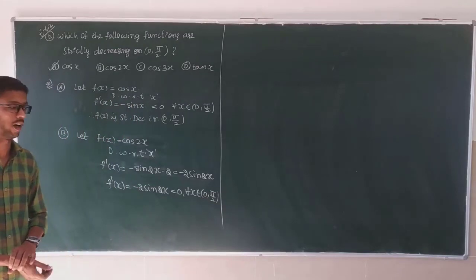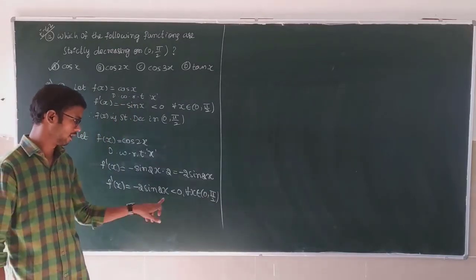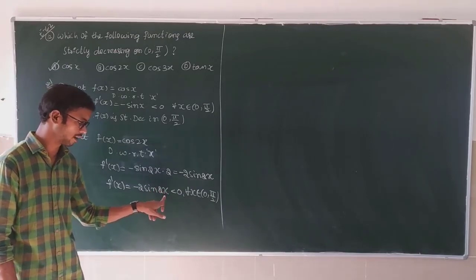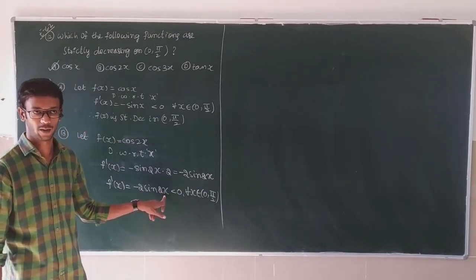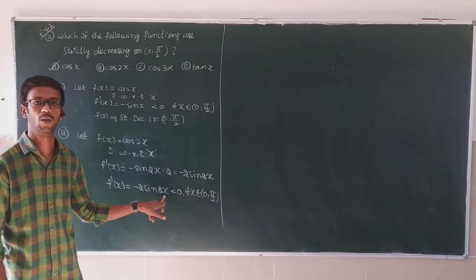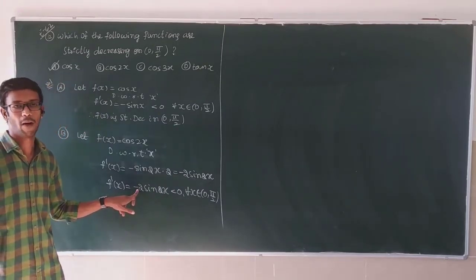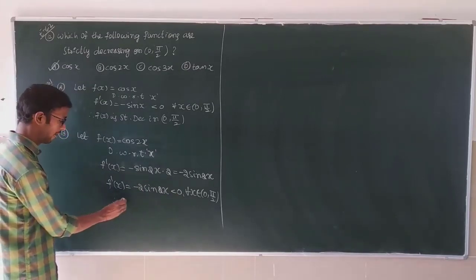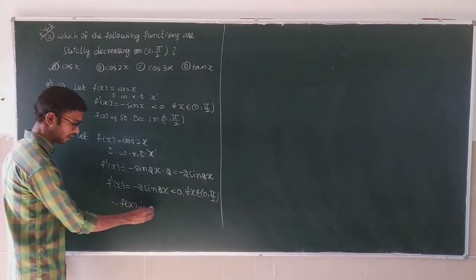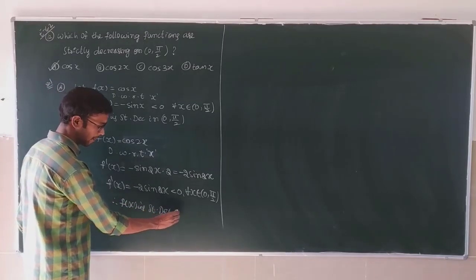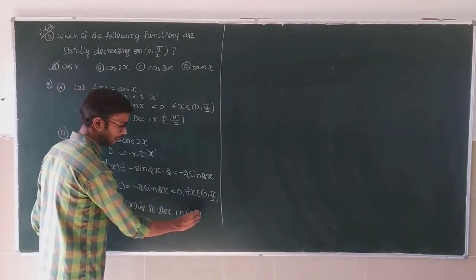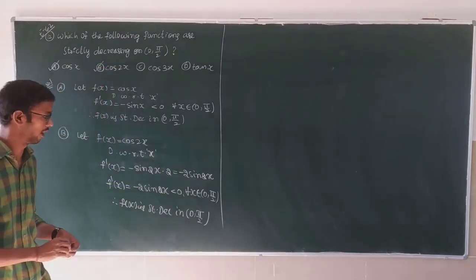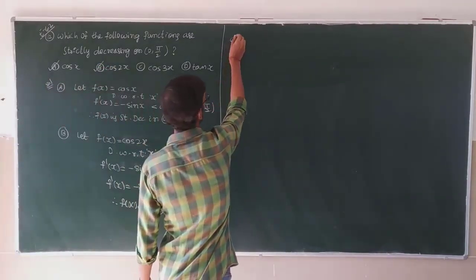Substitute any value here. Pi by 6, that is 30. Substituting pi by 6 here, it becomes pi by 3, that is 60, root 3 by 2. The 2 cancels, giving minus root 3, less than 0. So we get less than 0, and f of x is strictly decreasing in 0 comma pi by 2. This is also satisfying. Next, problem number C.